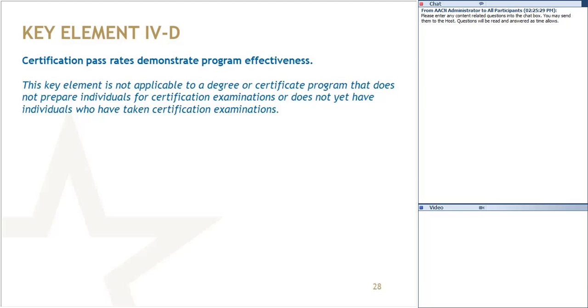And just like I mentioned earlier, this key element is not applicable to a degree or certificate program that does not prepare individuals for certification exams or does not yet have individuals who have taken certification exams. And I think Lori talked about this a little bit. So if the program professes in its publications, or it's an APRN role, and they state, we prepare you to take certification exam X or Y, then we would want to see these data. If the program does not specifically prepare individuals to take an exam, maybe they're eligible down the road, but they don't necessarily profess that the students are prepared to take this exam, then the data would not need to be reported.